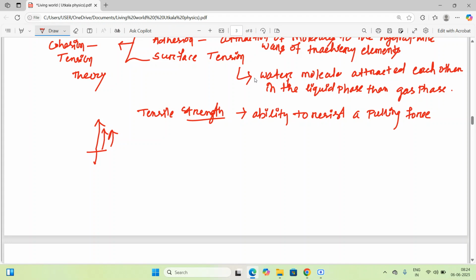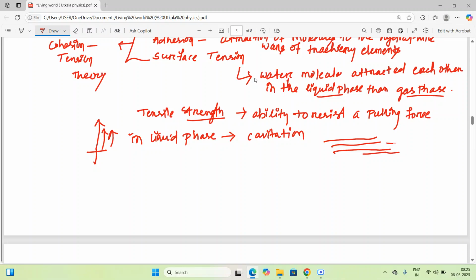Okay. Then the cavitation is the appearance of a gas bubble within the liquid phase. The movement of water from soil to the xylem is in liquid phase because the water molecules attract each other in the liquid phase more than gas phase. So in liquid phase the cavitation, a cavitation is the appearance of a gas bubble within the liquid phase. If the liquid is passing through, and these are the gas bubbles.